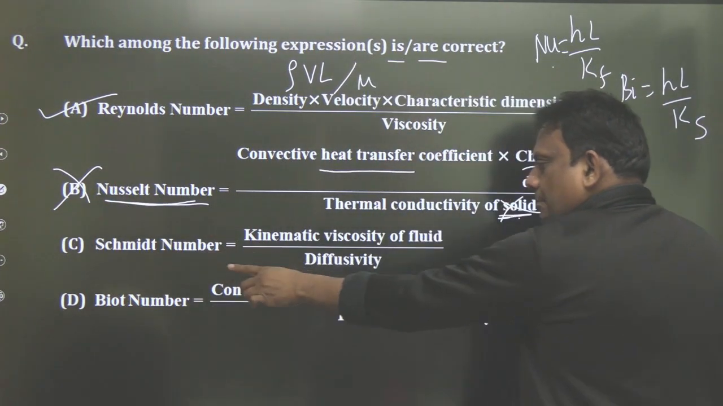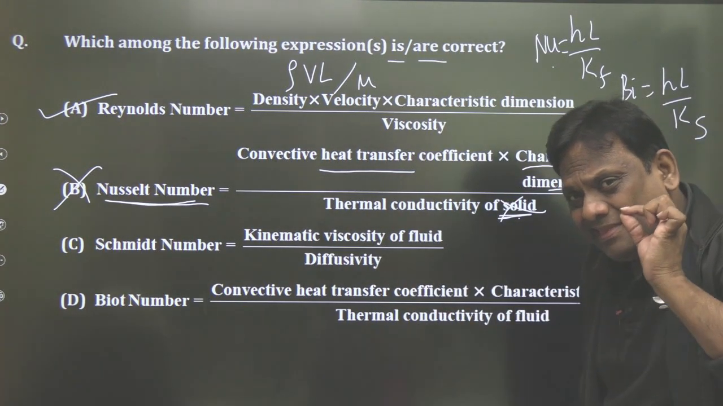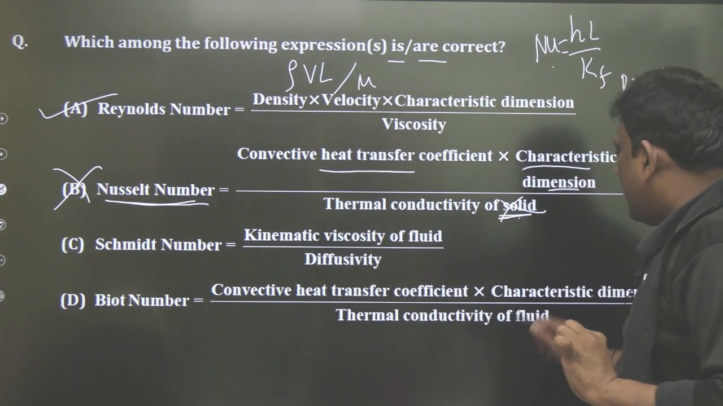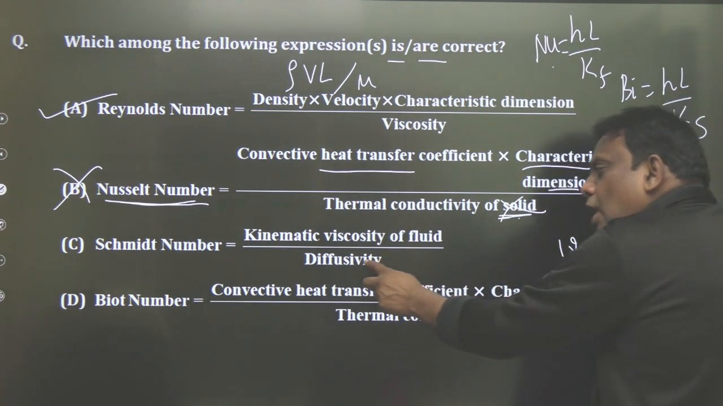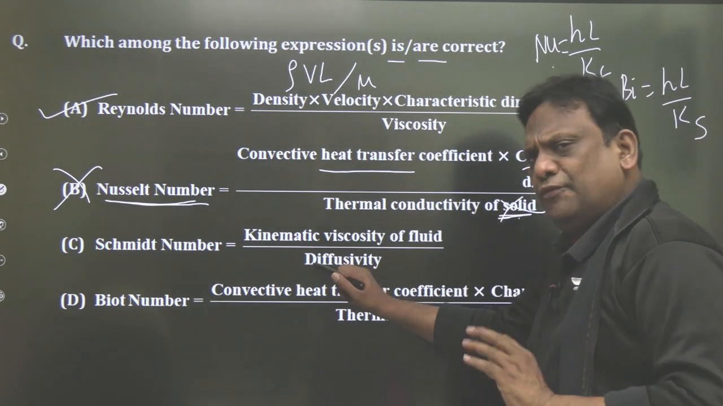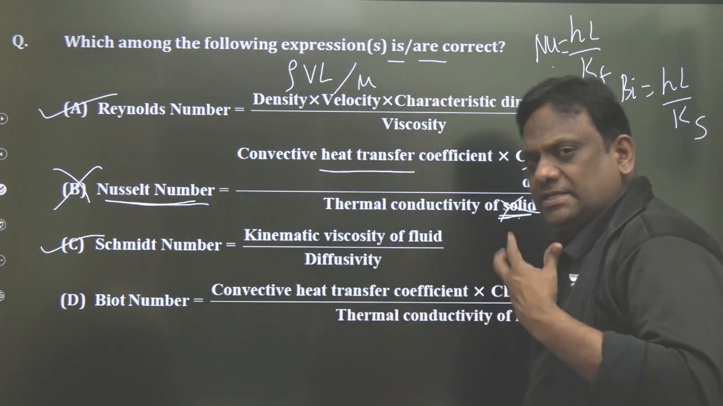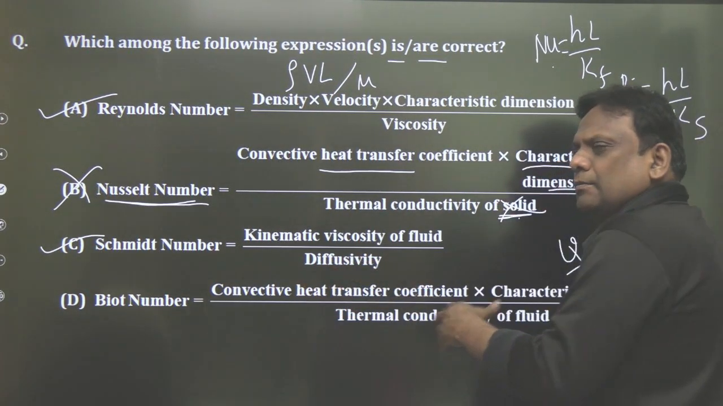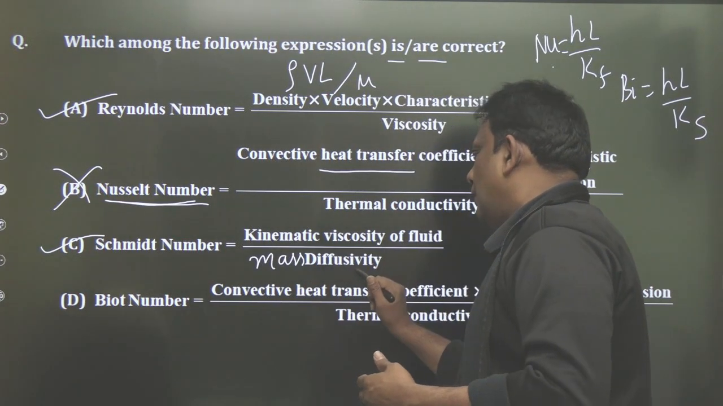Next, Schmidt number: kinematic viscosity of fluid by diffusivity. Please listen carefully. There is a difference between Prandtl number and Schmidt number. Prandtl number is mu by alpha, that is thermal diffusivity. Here, it's not thermal diffusivity, it is mass diffusivity. So this is also correct, because Schmidt number is used in mass transfer calculations, due to concentration difference. Kinematic viscosity of fluid by mass diffusivity.